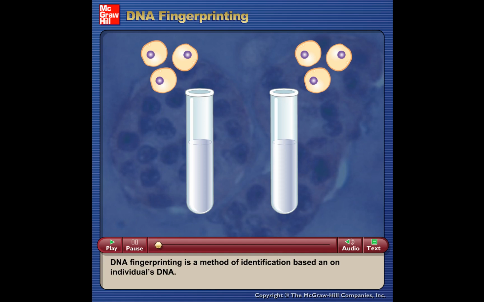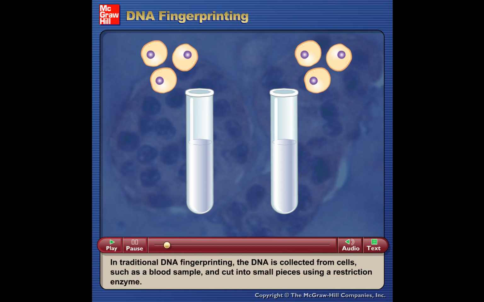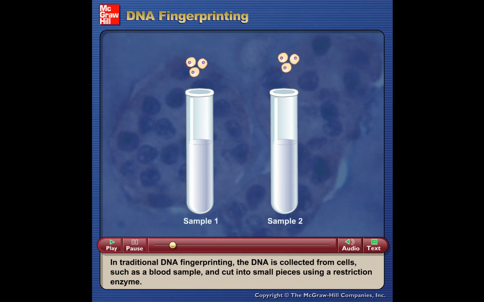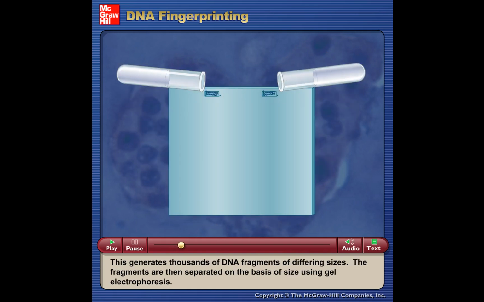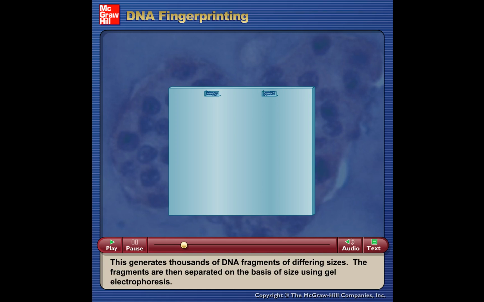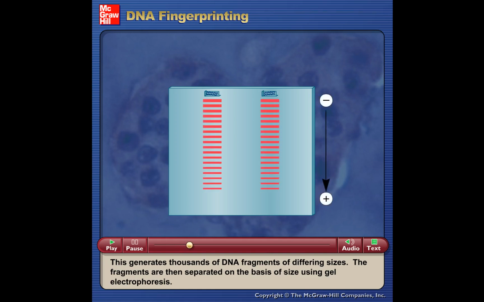Fingerprinting is a method of identification based on an individual's DNA. In traditional DNA fingerprinting, the DNA is collected from cells such as a blood sample and cut into small pieces using a restriction enzyme. This generates thousands of DNA fragments of differing sizes. The fragments are then separated on the basis of size using gel electrophoresis.